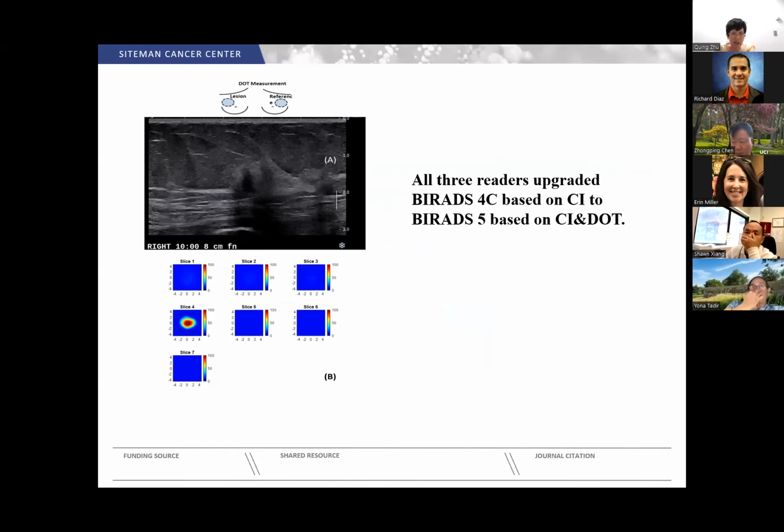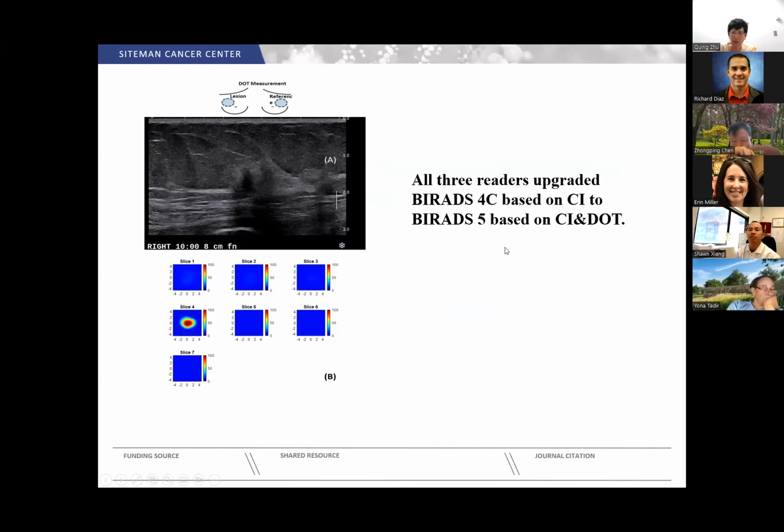This is an example of a tumor, and this is a DOT image. Each slice you can see corresponds to a 0.5 centimeter spatial image. Ultrasound is a B scan, and then the DOT slices are another 1 centimeter, 1.5, and 2 centimeter. We use ultrasound depth to localize the reconstruction.